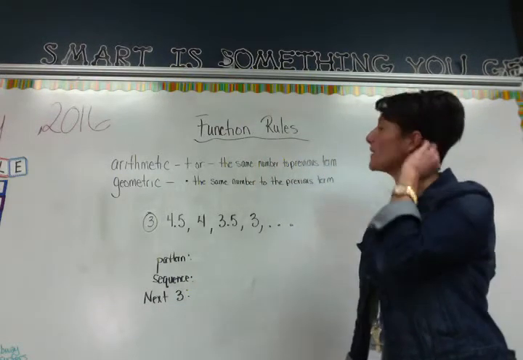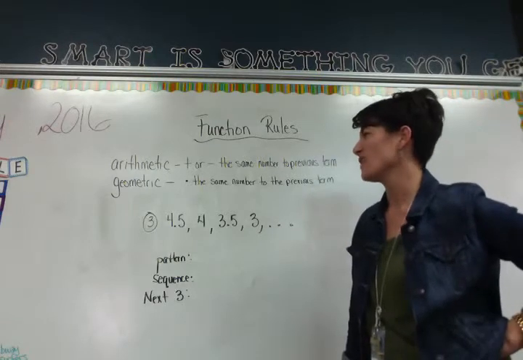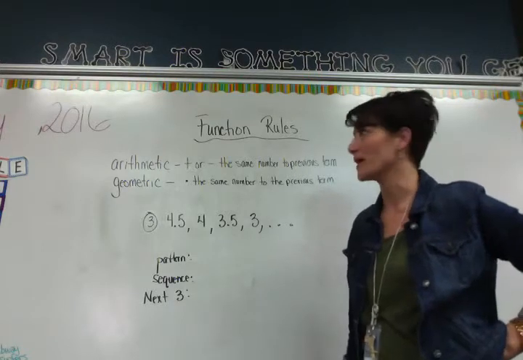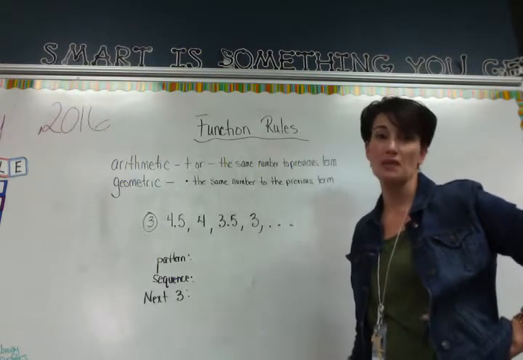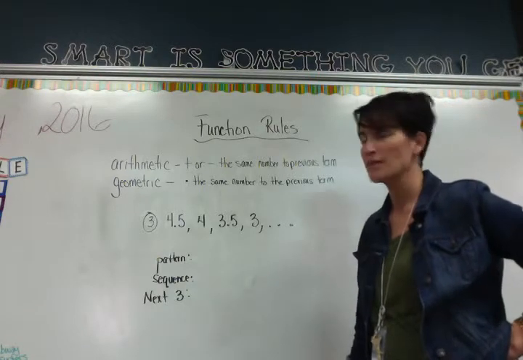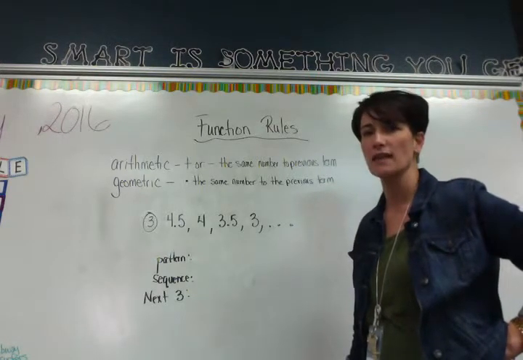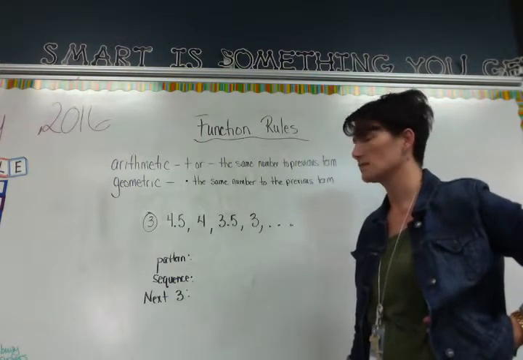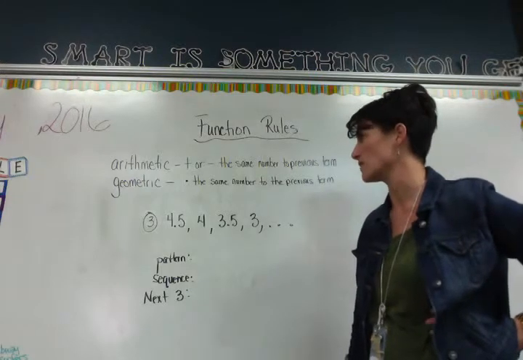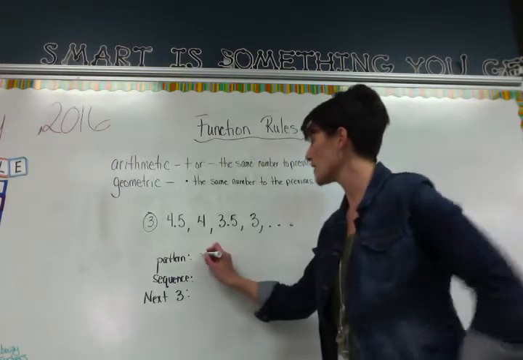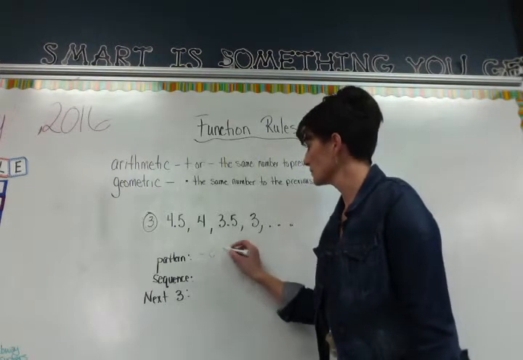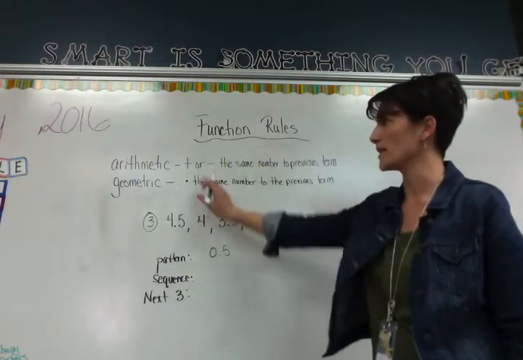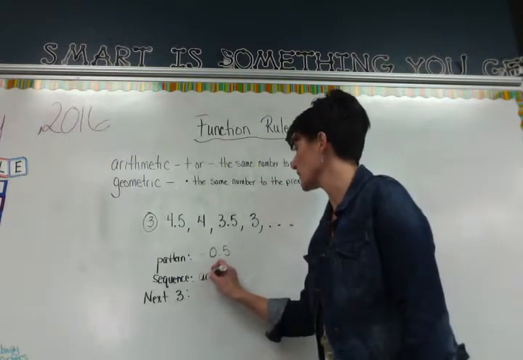All right, so my pattern: 4 and 5/10, 4, 3 and 5/10, 3. My numbers are getting smaller. I know I'm not adding or multiplying, so now I've got to figure out subtracting. The difference between 4 and 5/10 and 4 is 5/10. From 4 to 3 and 5/10 is 5/10, and from 3 and 5/10 to 3 is 5/10. So the pattern is definitely subtracting 5/10 from each one. What kind of sequence? Looking up at my definitions, I see that this is arithmetic.